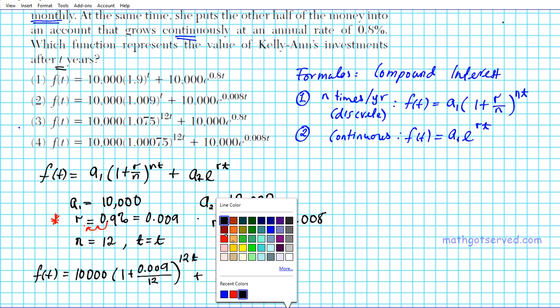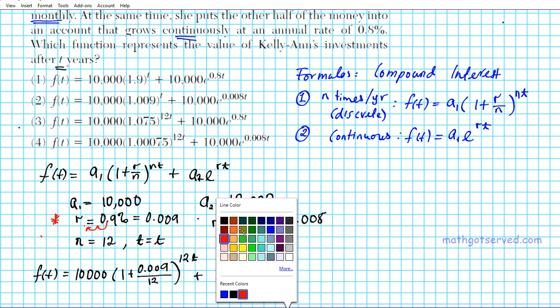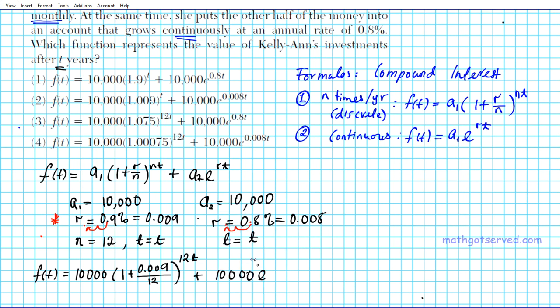Now, how did that happen? It's just exactly what we did here. When you're changing from percent to decimal, your decimal point moves to the left 2 places. It's as though you're dividing by 100. Okay, that's what percent means. Divide by 100. So it's 0.008. So we're going to have 10,000 e to the rt, 0.008t. Bam, like that.